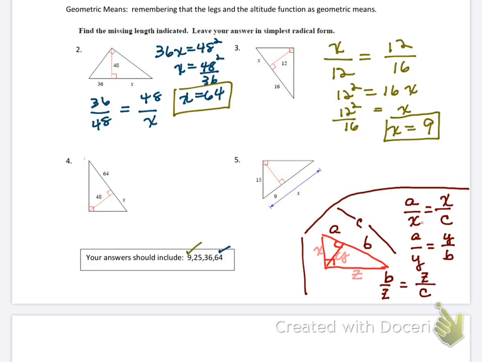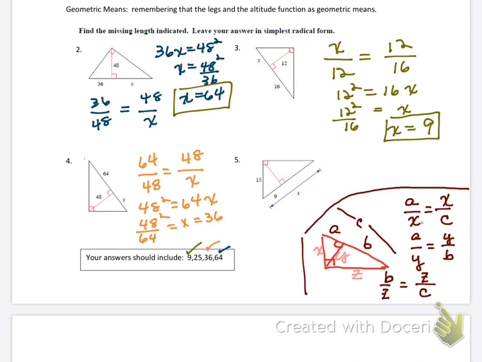So number 4 is also an altitude. So put the 48 in the geometric mean spot, and it's the geometric mean between each piece of the hypotenuse. So when I do cross products, I get 48 squared equals 64 times x. Okay, so 48 squared divided by 64 gives me my x, and that is 36. Okay, we have one more, and it's not an altitude.